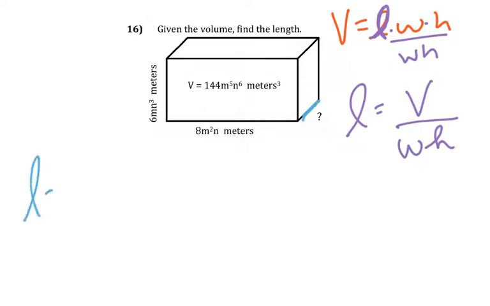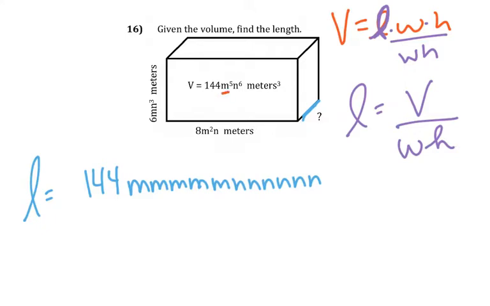So I'm going to say length is equal to, the volume is 144, and then m to the 5th, and then n to the 6th. And then for meters cubed, I don't want to write m cubed because then it looks like that one. So I'm just going to write meters, and even though it's a pain, I'm going to write it 3 times. Sometimes it's just worth it.